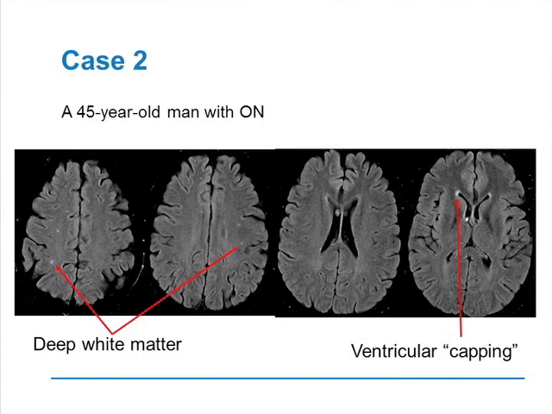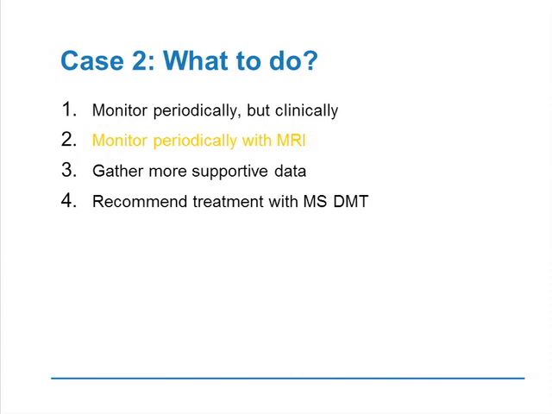What may be perceived potentially as periventricular lesions may be a flare artifact called ventricular capping, which in this patient is seen adjacent to the frontal horns of the lateral ventricles and should not be confused with multiple sclerosis lesions. So in case 2, what I would recommend is choice number 2, monitor periodically with MRI. And in this patient, we decided to check an MRI scan of the brain 6 months from the initial scan without starting MS disease-modifying therapy or making a diagnosis of MS. In fact, in this patient, they're substantially less likely to develop MS over time than the first case that we discussed.